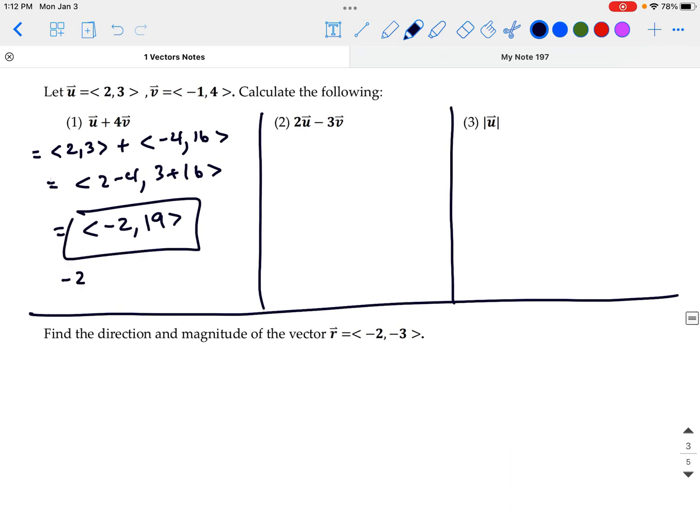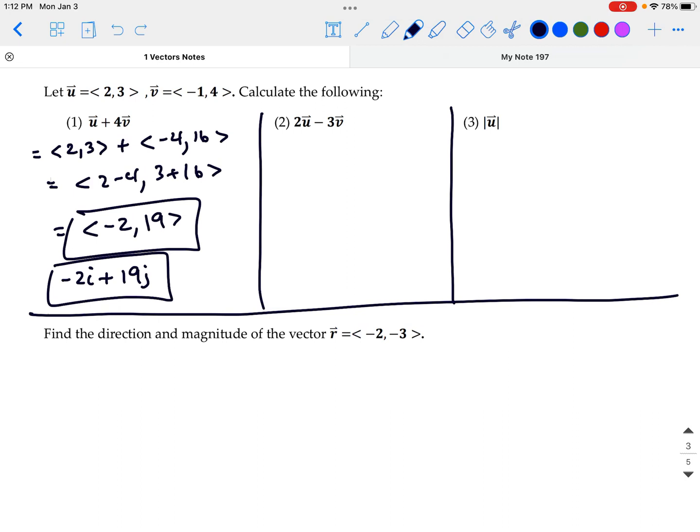Note we could also write this as negative 2i plus 19j if we were using unit vectors. Component form with theta doesn't seem useful here, though, because we don't know the angle between them. It's probably going to be a bit messy, so we'll worry about direction and magnitude for that last example only.